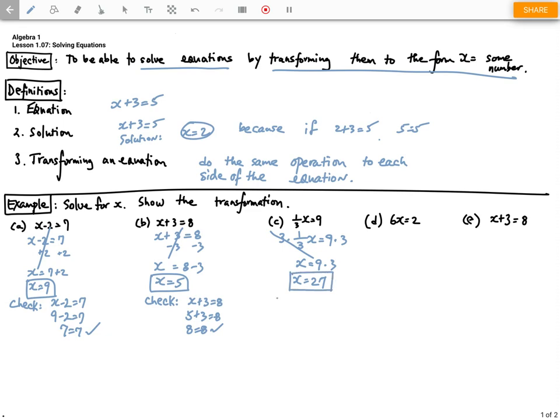That's the solution. Let's check the solution. 1/3 x equals 9. 1/3 times 27 equals 9. 9 equals 9. So yes, it works out.